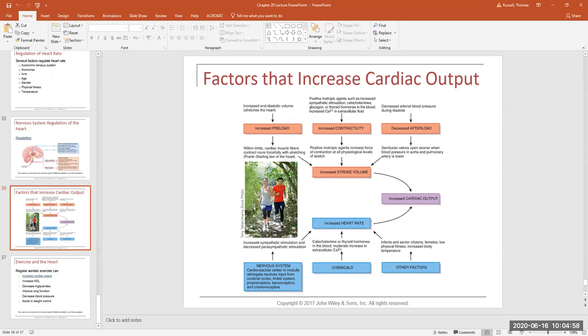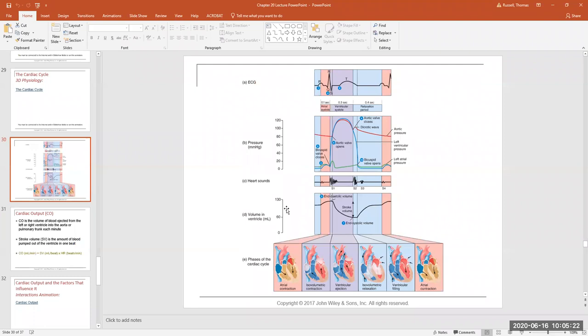So what happens when you're physically active? Well, when we're physically active, we increase the volume of blood that gets to a ventricle just prior to ventricular contraction. So that's called the end diastolic volume. So everybody see that end diastolic volume? I'm going to go back up to this cardiac cycle. And here it is right here. That's our end diastolic volume.